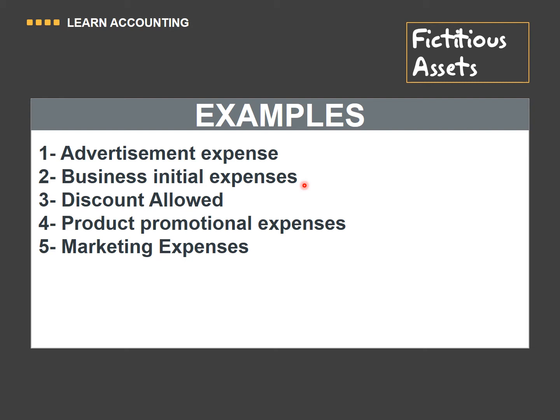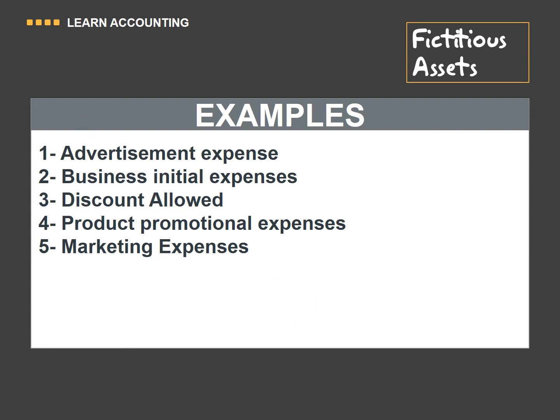So it is clear-cut that these are not actually our assets, but these are actually our expenses, which we spread over the years to get the benefit of these expenses. So discount allowed, product promotional expenses, and marketing expenses. We don't know whether all of these will work or can give us benefits or not. It is 50-50 chances. So these are a few examples of the fictitious assets.